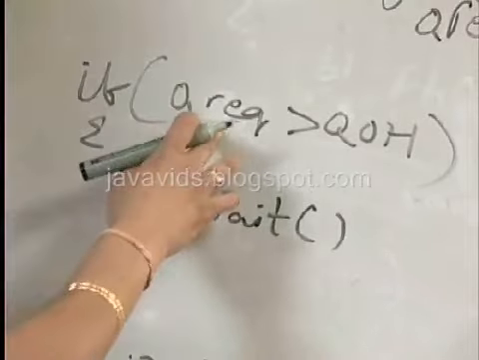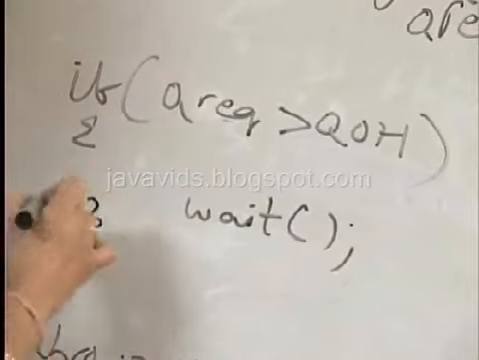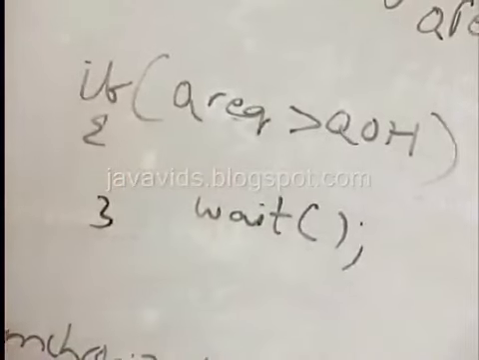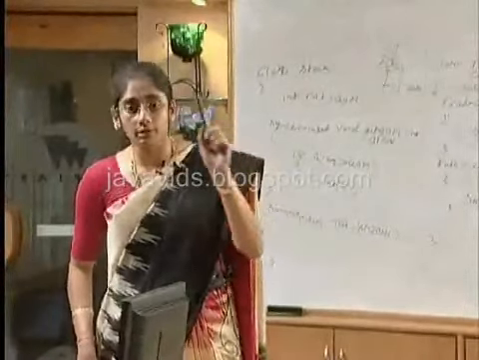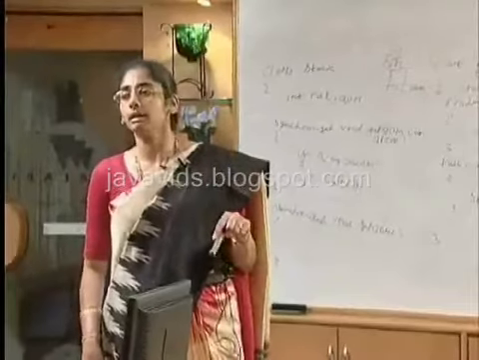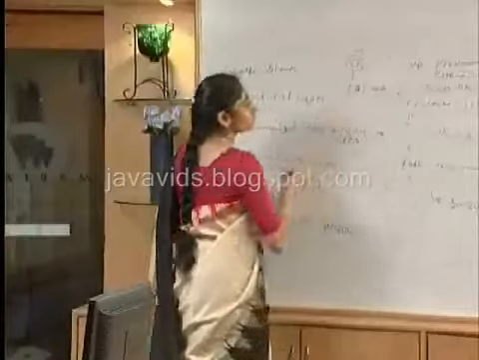If quantity required is greater than quantity on hand, we call wait. Now what exactly does the wait method do? It puts the thread, the consumer thread, into a wait pool by releasing the lock on the object. So it releases the lock and goes to the wait pool.